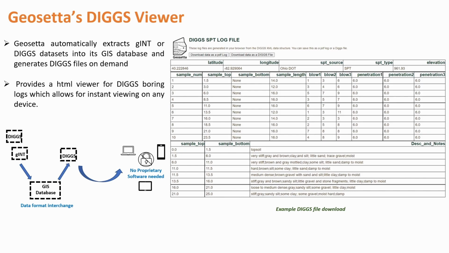Geosetta automatically extracts GINT or DIGS datasets into its GIS database and generates DIGS files on demand. It provides an HTML viewer for DIGS boring logs, which allows for instant viewing on any device with no proprietary software required. On the right side, we have an example DIGS file download, currently simplified to show the boring location, elevation, soil stratigraphy, groundwater level, and measured blow counts. The plan is to enhance the viewer to include laboratory testing data and other in-situ testing data as well.